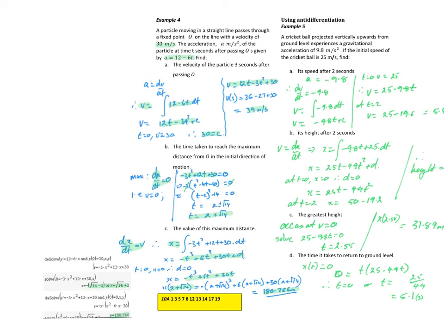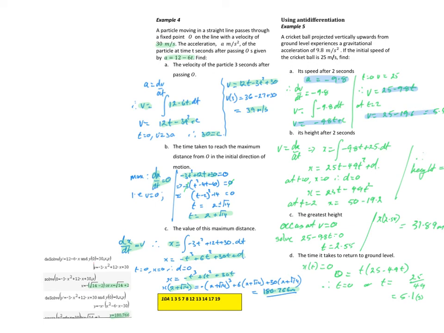All right, what about if we've got a cricket ball projected vertically upwards from the ground, experiencing a gravitational acceleration of 9.8 metres per second squared? Okay, so it's going up, so gravity is acting against us. So my gravity is negative 9.8, so gravity acceleration, dv/dt. So again, if I integrate that, I get velocity is negative 9.8t plus c. Again, put my initial condition in. The initial velocity of 25 gives me an equation for velocity.